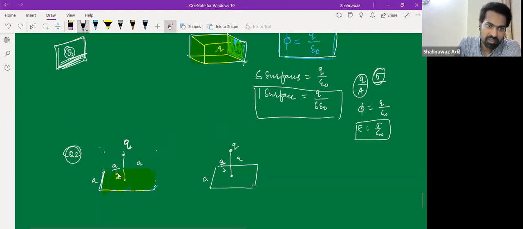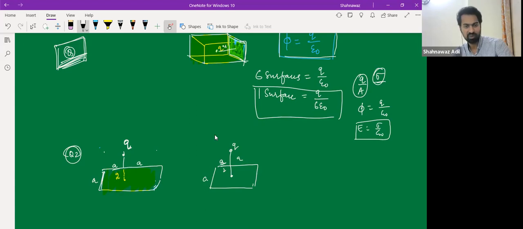Please see this diagram. This is a surface, and a charge Q is placed A by 2 distance from it. So how many surfaces will we need to make it a closed surface? We have one surface, and a charge is placed A by 2 distance from this surface, right? How many surfaces will we need to make it a closed surface?